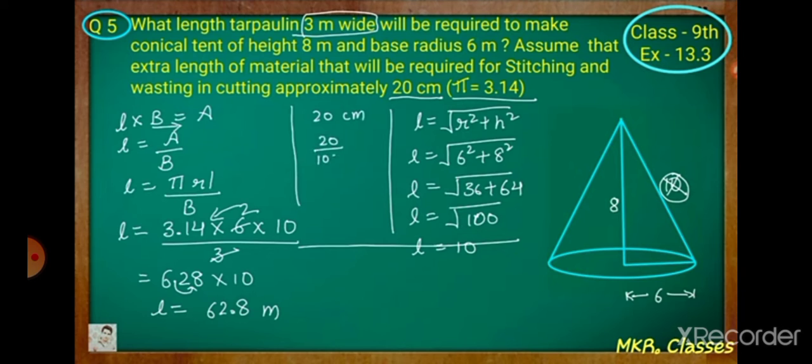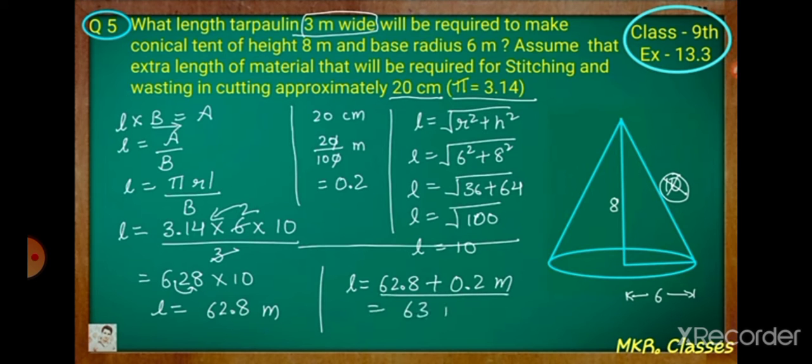So what we'll do for this 20 centimeter, first we convert this 20 centimeter into meter. For converting it, we divide by 100. It gives us 0.2 meter. So now the total length will be 62.8 plus 0.2. So it gives us 63 meter.